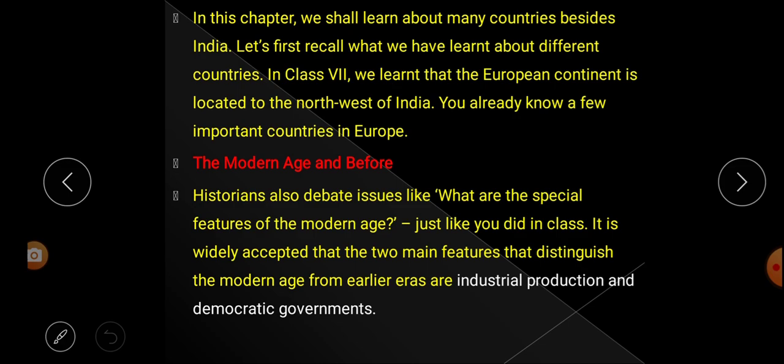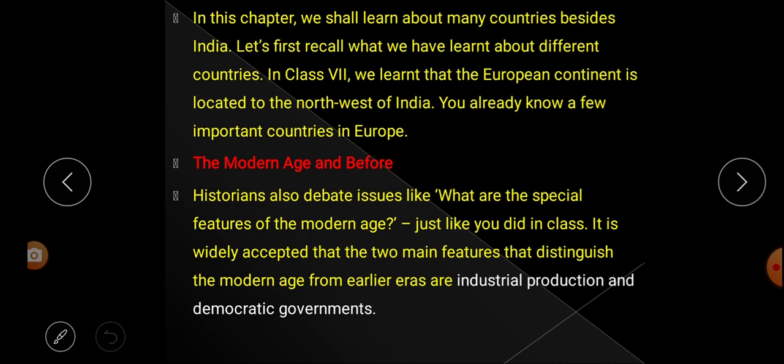Our first topic is the modern age and before. Let's begin the paragraph. Historians also debate issues like what are the special features of the modern age. That means many historians argue and debate questions like what are the special features of the modern age. Just like you did in class, sometimes we ask, argue and discuss many kinds of questions, doubts and queries. Similarly, historians debate and argue about what are the special features of the modern age.